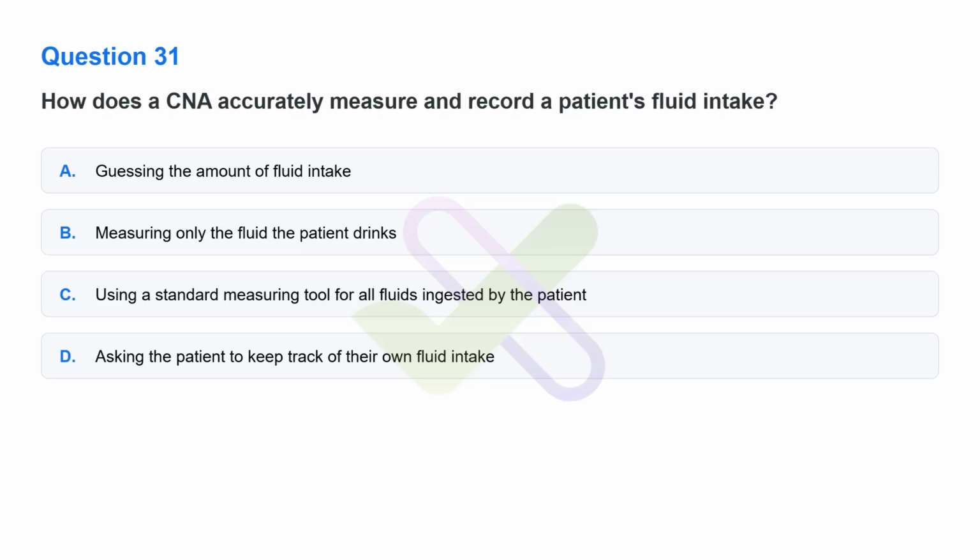A. Guessing the amount of fluid intake. B. Measuring only the fluid the patient drinks. C. Using a standard measuring tool for all fluids ingested by the patient. D. Asking the patient to keep track of their own fluid intake.